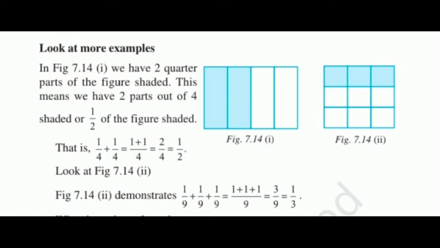So in the next figure, you can see 1/9, 1/9, 1/9. When we add, we will be taking the common denominator, which is 9. Then when we add 3 times 1, we'll get 3/9, or the answer will be 1/3.